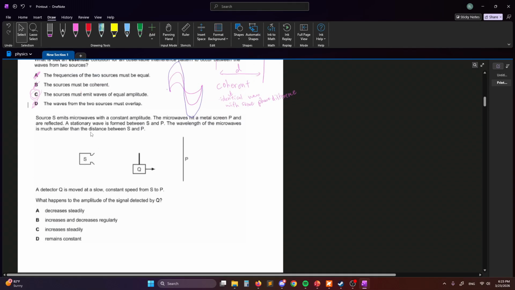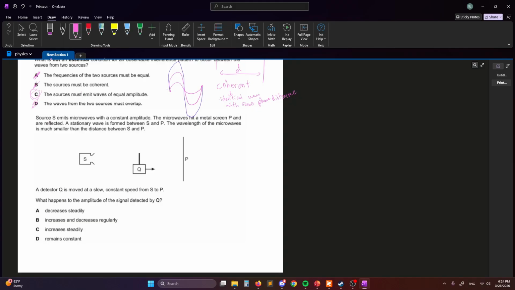Source S emits microwaves with a constant amplitude. The microwaves hit a metal screen P and are reflected. A stationary wave is formed from S and P. The wavelength of the microwaves is much smaller than the distance between S and P. The detector Q is moved at a slow, constant speed. From S to P, what happens to the amplitude of the signal detected by Q?